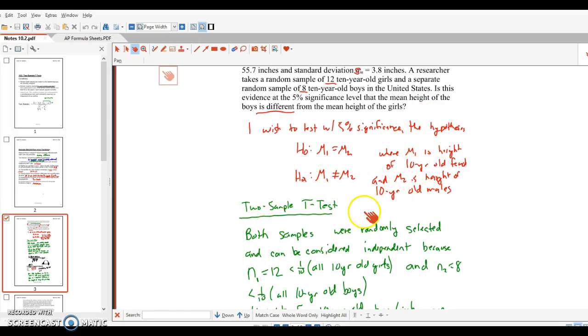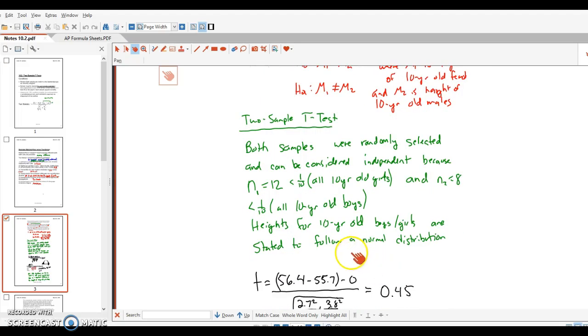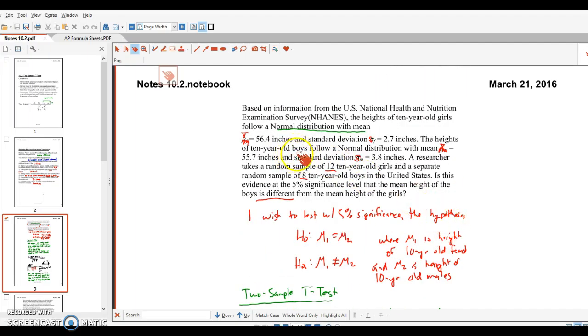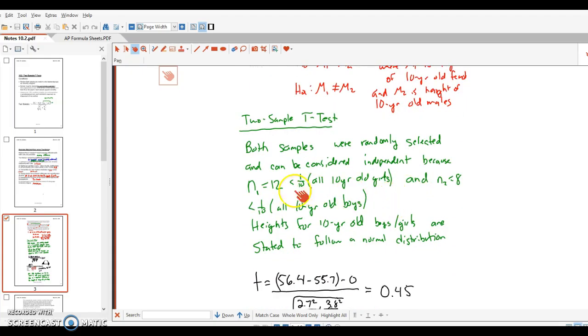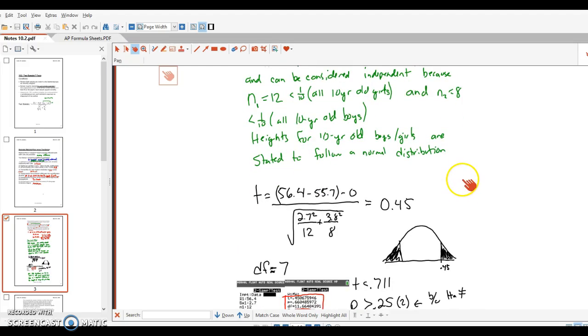Okay, our type of test is a two-sample t-test because I'm talking about two different populations here. Both of the samples were randomly selected and can be considered independent because the samples are very reasonably less than 10% of their respective populations. And then the heights in this case for boys and girls, heights in general, are generally expected to be following a normal distribution. So it was stated in the problem, they follow a normal distribution, so no further work needs to be done, which is good because too small of a sample to use a central limit theorem and no original data to do a graph.